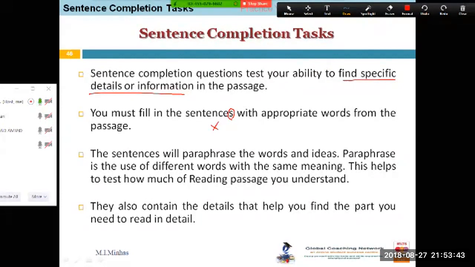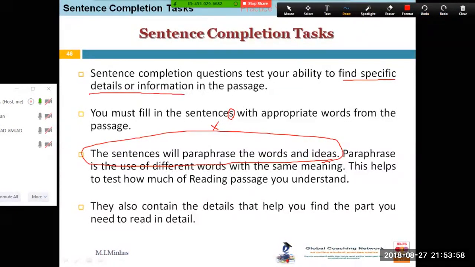The sentences will paraphrase the words and ideas, and we have just seen how they paraphrase it. I've tried to demonstrate this in the last two questions for you. Paraphrase is the use of different words with the same meaning. So, as I have told you earlier, if you have the native meaning in your mind, no matter what different words are used in the passage, your mind will alarm you: look, this is the thing you are looking for. This helps you to test how much of the reading passage you understand.